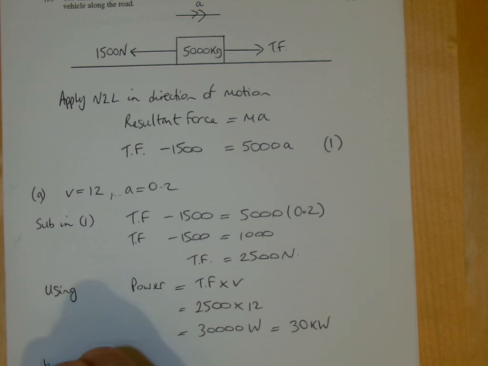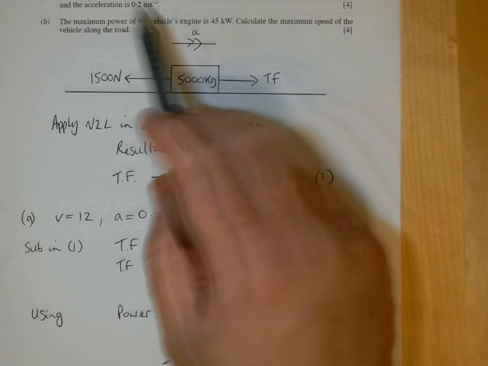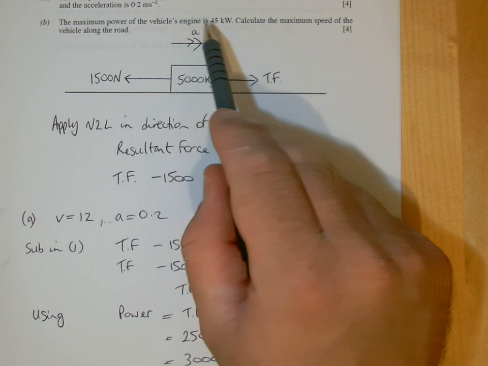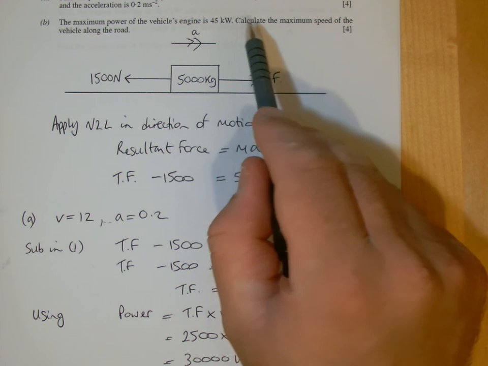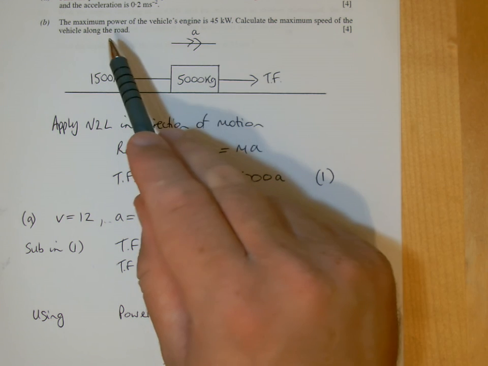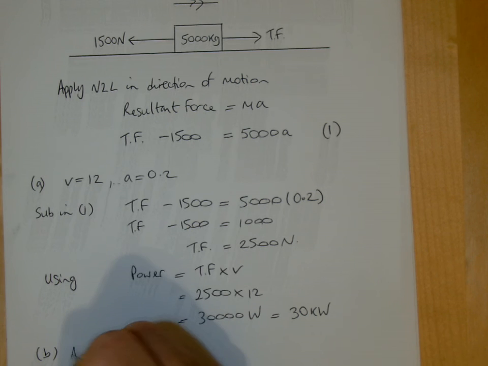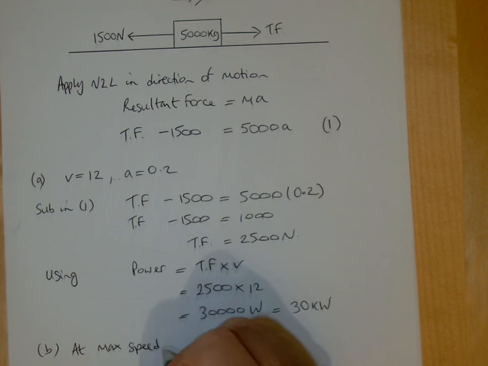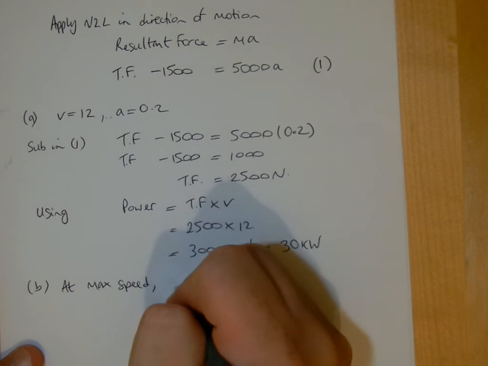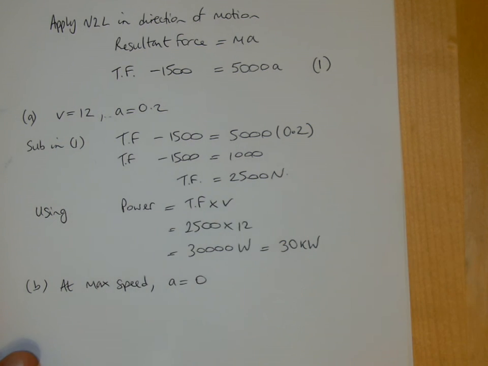Then in part B, it says the maximum power of the vehicle's engine is 45 kilowatts. Calculate the maximum speed of the vehicle along the road. If you think about it, at the maximum speed, it can't go any faster. We know that the acceleration will equal 0. That's always the case at max speed. The speed has hit its max, it's not slowing, it's not increasing, it's at a constant. So the acceleration will be 0.